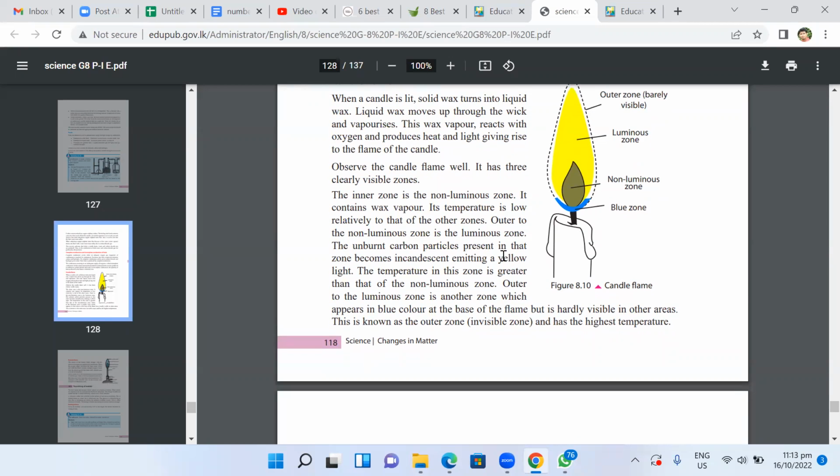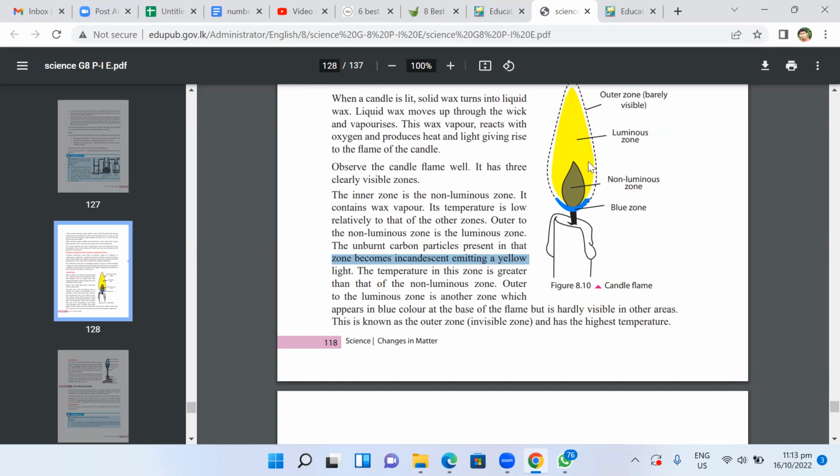Unburned carbon particles are present in the zone, right? When the unburned carbon particles are present in the zone, it becomes incandescent, emitting yellow light. This is actually because of the carbon monoxide and unburned carbon.